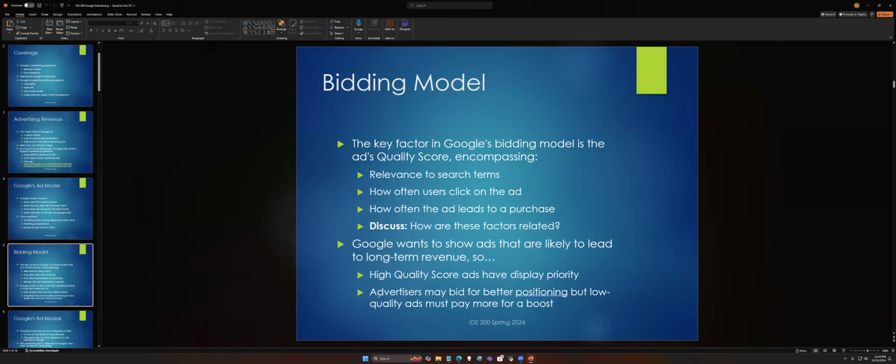Now, advertisers can bid for better positioning, having their ads appear at a better place, but there's going to be a cost to that. So we'll talk about that now.